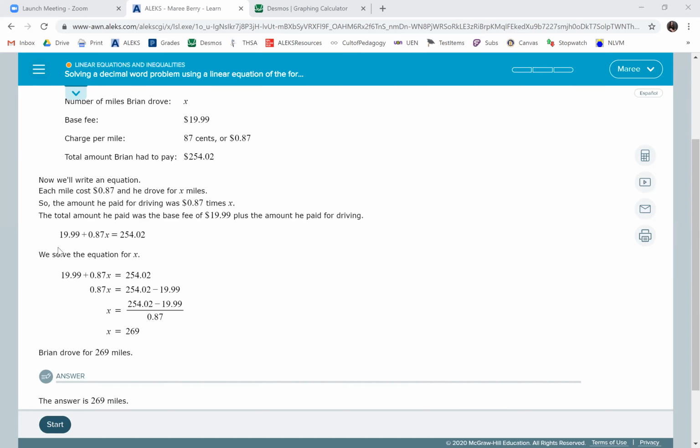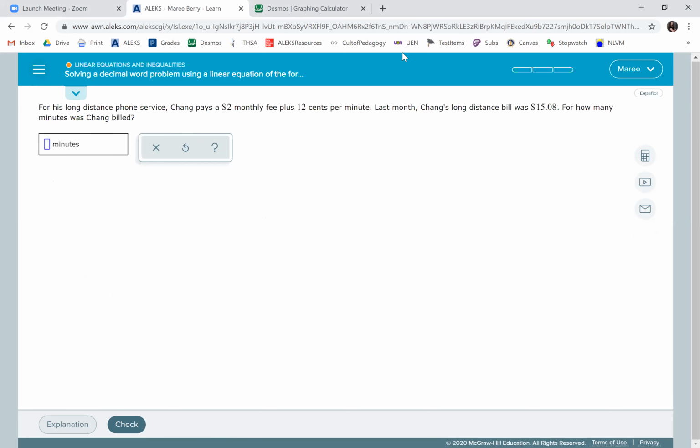So we want to write the equation that he's going to pay $19.99, and then he's going to pay 87 cents for each mile, which means he needs to multiply that by how many miles he drives, and this will give his total. And then we solve for X just like we normally do. So we're going to subtract $19.99, and then we'll divide by 87 cents and get that he drove for 269 miles. So we're going to have to write our equation and then solve.